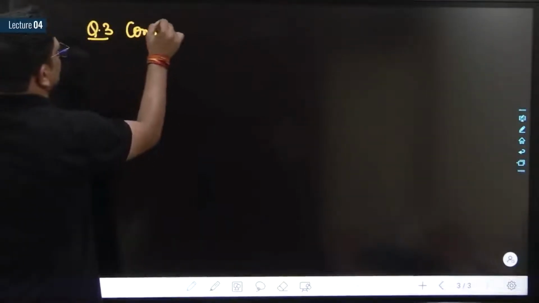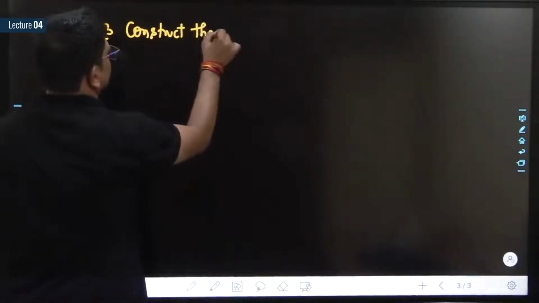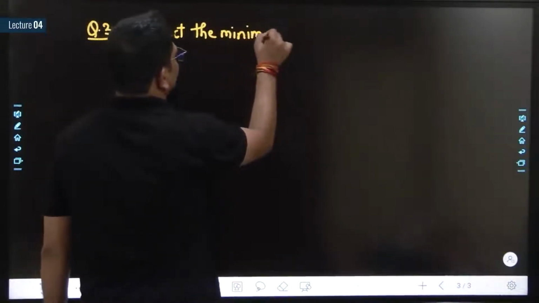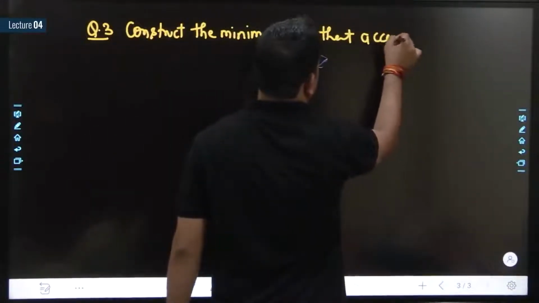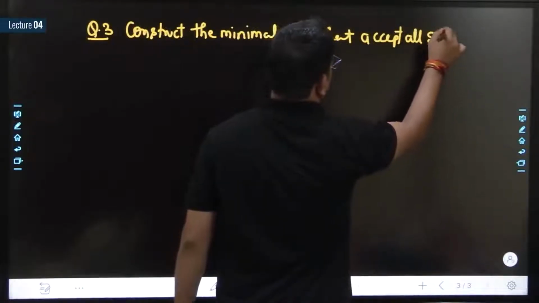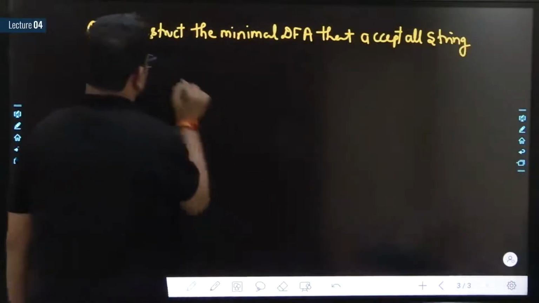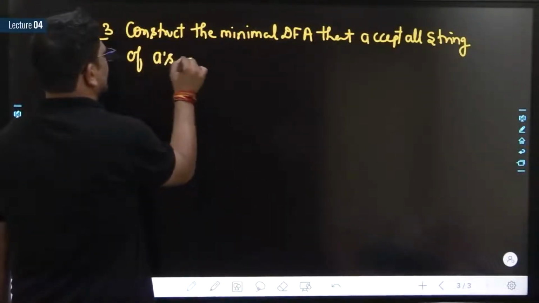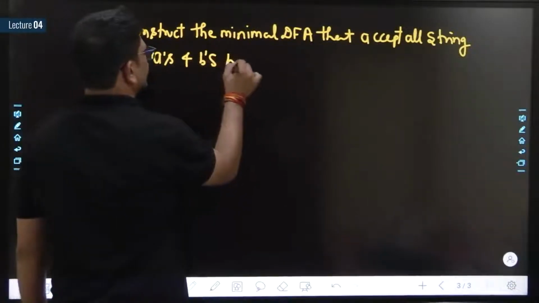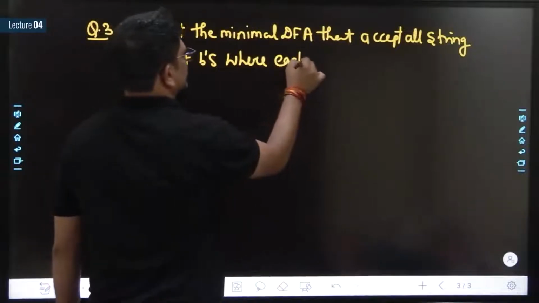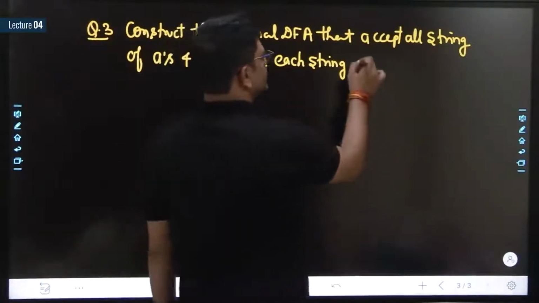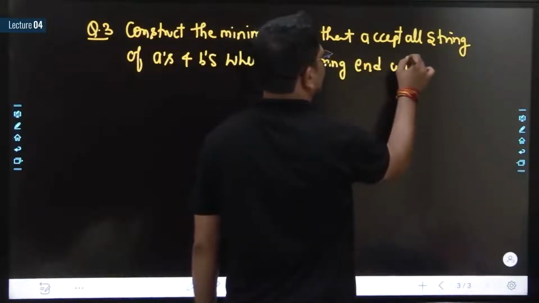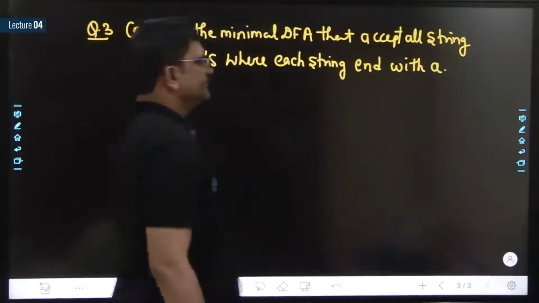Question number 3. Construct the minimal DFA that accepts all strings of A's and B's where each string ends with A. Each string ends with A. Clear?